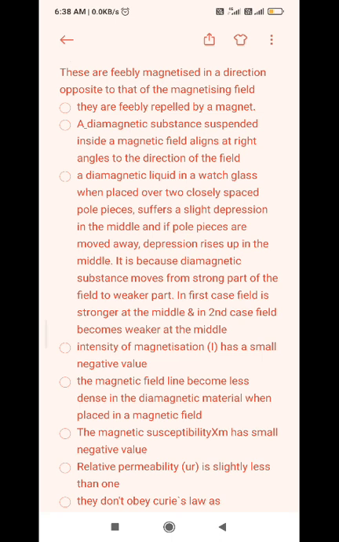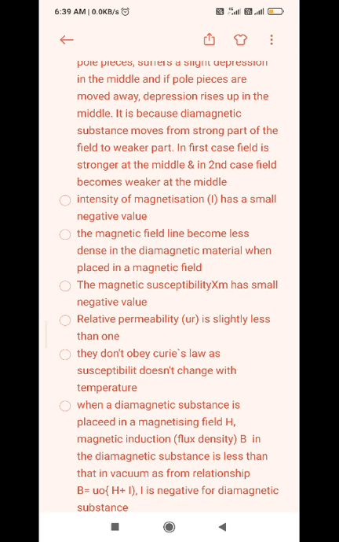The intensity of magnetism, that's I, has a small negative value for diamagnetic, and the magnetic field lines avoid passing through the diamagnetic substance when placed in a magnetic field, that is, they are less dense within the substance. The magnetic susceptibility is small, as we know that susceptibility is I by H. And relative permeability is also less than 1. These substances do not obey Curie's law, as susceptibility does not change with temperature.